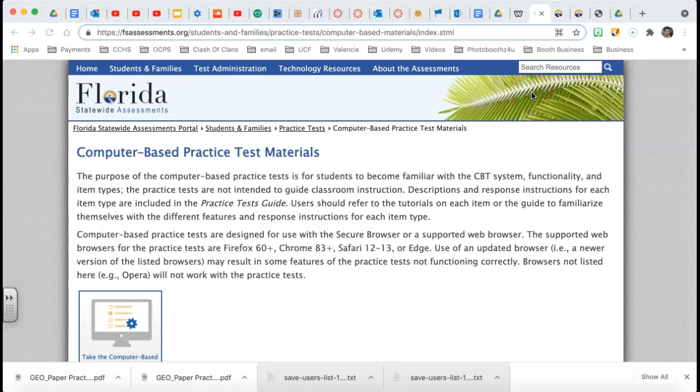Hi guys, this is Mr. Ego, and today we're going to do the computer-based practice test for the Geometry EOC. Okay, we're going to do session 1.